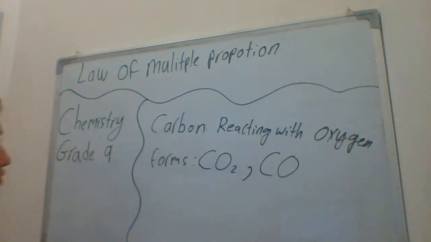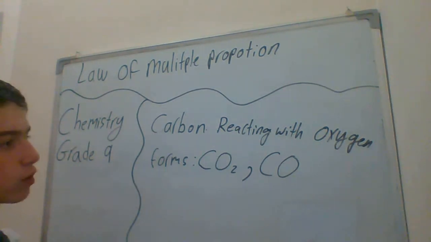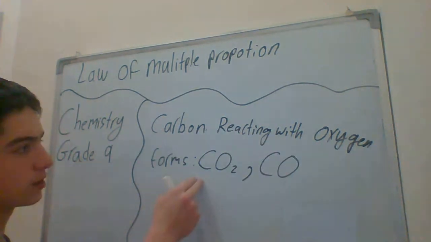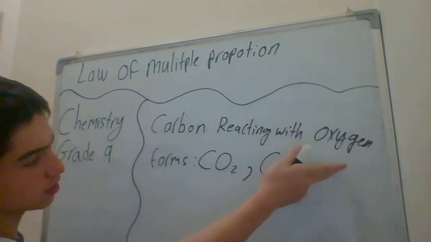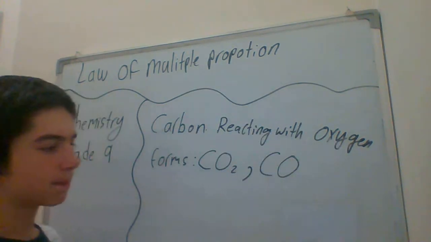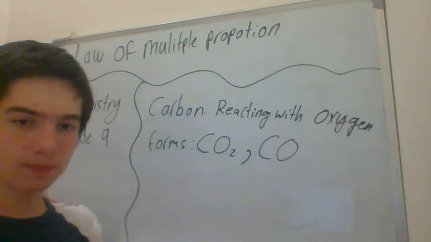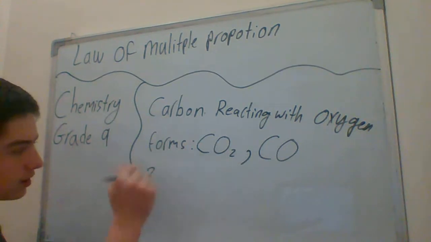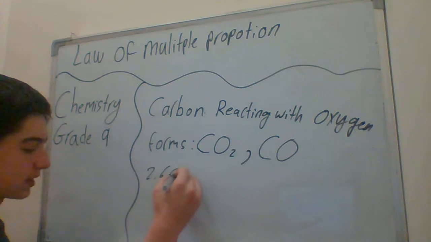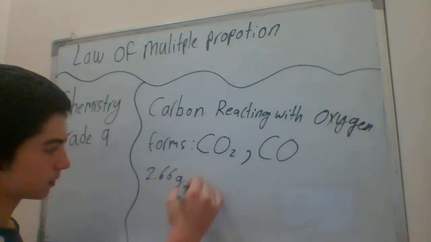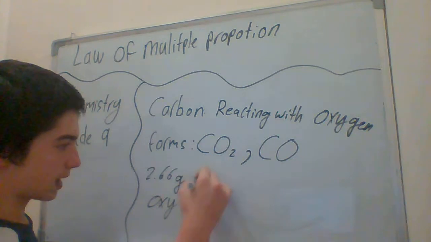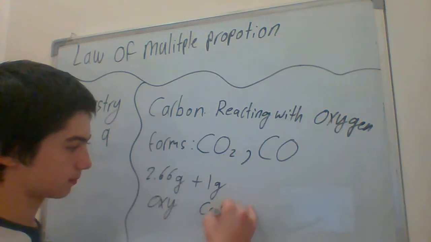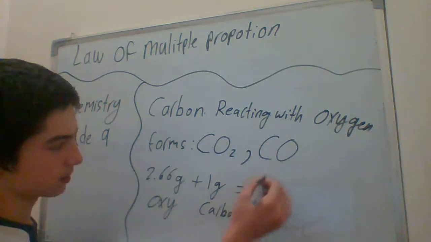An example, let's solve for carbon dioxide. How can I know, if I'm going to react carbon with oxygen, whether I'm going to get carbon dioxide or carbon monoxide? Well, to form carbon dioxide, you should have 2.66 grams of oxygen, and it's going to react with 1 gram of carbon. Okay, and that will give us carbon dioxide.